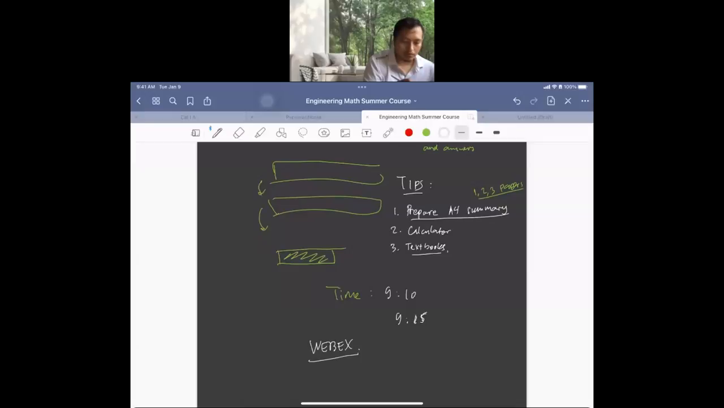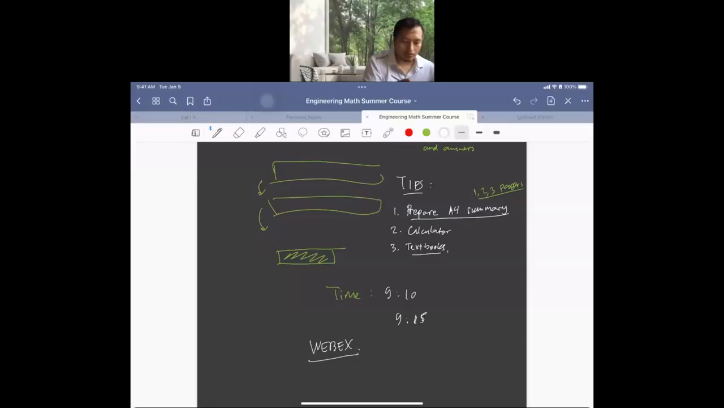We can join WebEx, using the same WebEx first. So go to WebEx, and then I will give you the link on the spot. And if you have any technical problem with the platform, just let me know. You can just chat in the WebEx. Okay, is that clear, everyone?